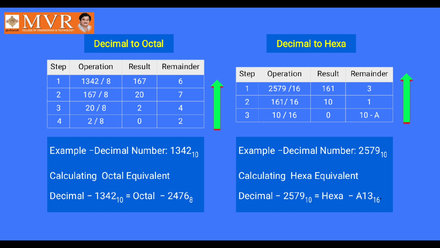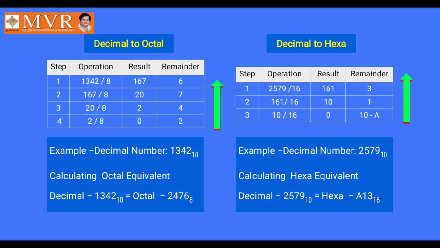Now in the second table, you see how conversion of decimal to hexa is given. I have taken the decimal number 2579 and divided it by 16. The quotient is 161 and the remainder is 3. That 161 is a non-zero number, so again divide it by 16, and the quotient is 10, remainder is 1. In the third step, 10 is divided by 16, the result is 0 and the remainder is 10.